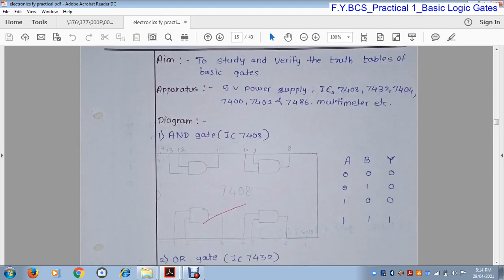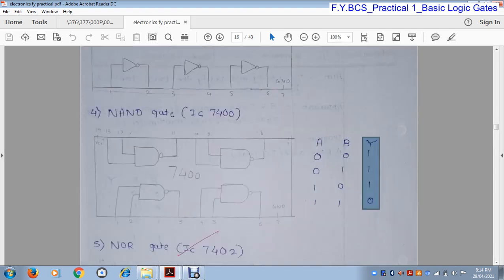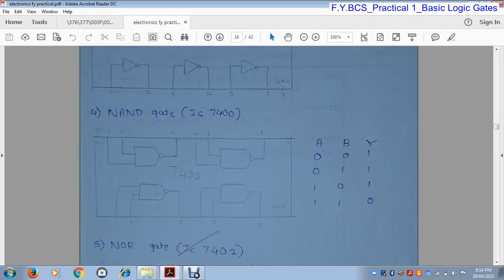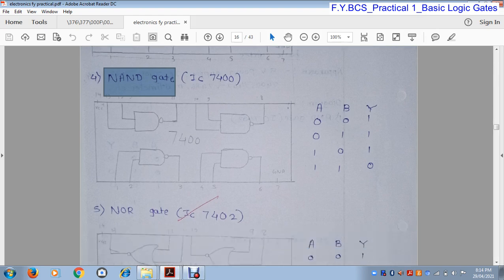In the AND gate the truth table is 0 0 0 1, and in the NAND gate the truth table is 1 1 1 0. So it generates the opposite output of the AND gate. So the NAND gate is basically the opposite of the AND gate, and thus IC 7400 is used for the NAND gate.